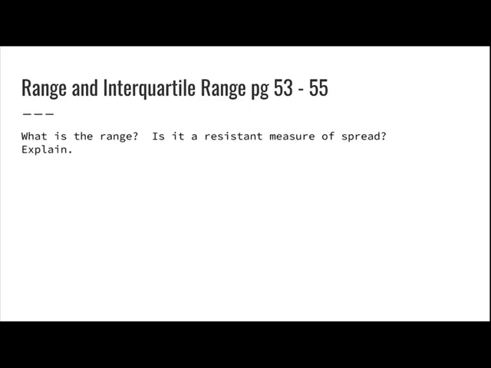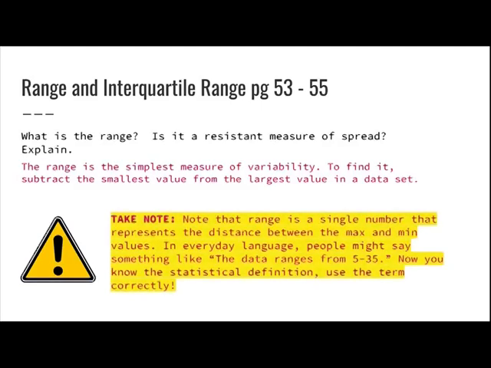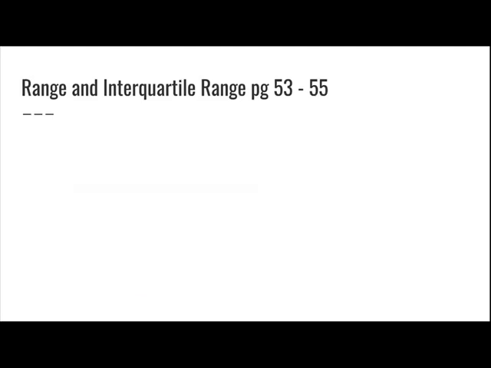What is the range? Is it a resistant measure of spread? The range is the simplest measure of variability. To find it, subtract the smallest value from the largest value in a data set. Note that the range is a single number that represents the distance between the max and minimum values. In everyday language, people might say something like, the data ranges from 5 to 35. Now you know the statistical definition, so you have to use the term correctly.